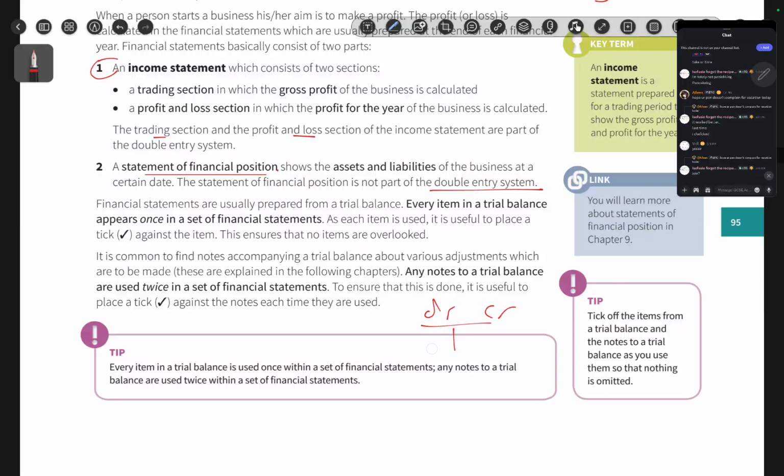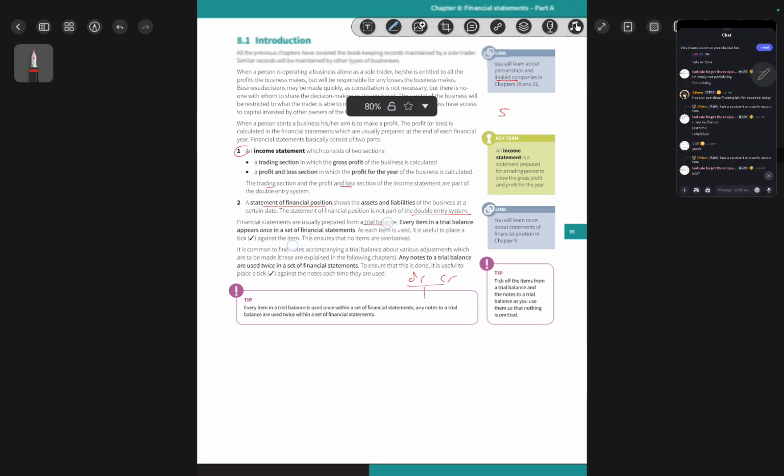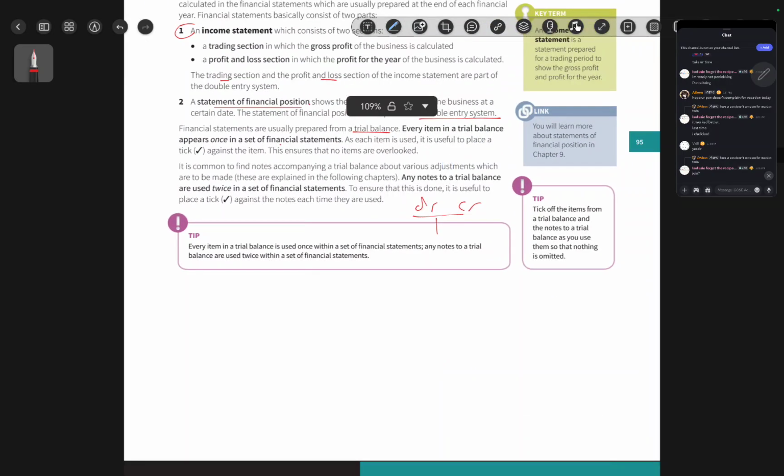Financial statements are prepared from a trial balance. We already discussed this as well. Each item appears once in a set of financial statements. A set of financial statements means it can appear in the income statement and balance sheet both, but it's only going to come once. Actually, it might not even come in both of them. That's probably very rare. As each item is used, it is useful to place a tick against them to show that no items are overlooked. This is just them telling you to be careful and not make silly mistakes.